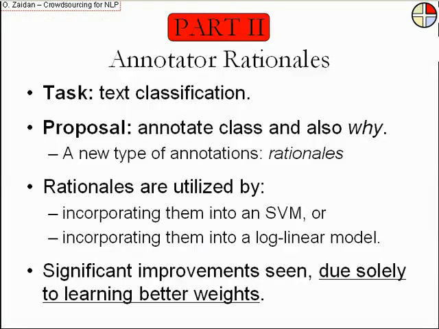So let me just summarize this part. We introduced this new type of annotations that we call rationales, and we saw how we can aid text classification by incorporating it into the training of two different classifiers. And the nice thing here is that the improvements that we saw were due solely to learning better weights, not because of a more complicated decision rule.